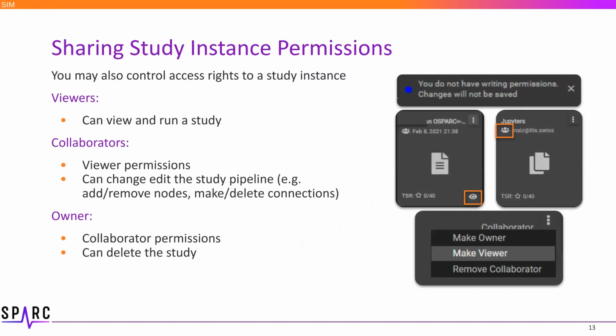You can also modify the permissions when you're sharing a study. You can share it with someone with only view access such that they can look at it and then run the contents of the study, but they cannot modify that study pipeline. So if they try, they're going to get this message: you do not have writing permissions, so changes will not be saved in that study.